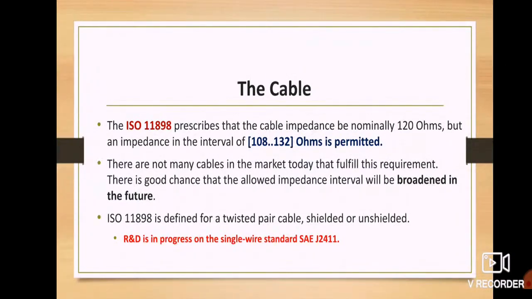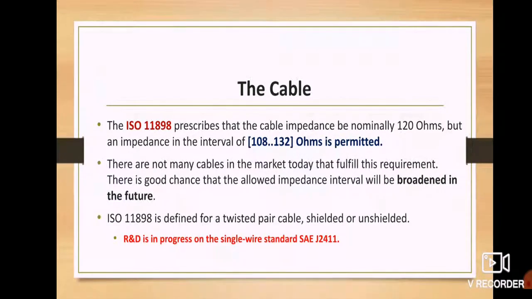This ISO 11898 is defined only for the twisted pair cable. Yes, that is the definition they have given. It is for the twisted pair, so they implemented the twisted pair, shielded or unshielded. That is what the CAN satisfies. Hence they are going with it. So for the CAN cable they are just making this 120 ohm resistance.